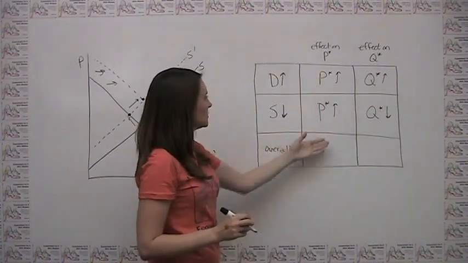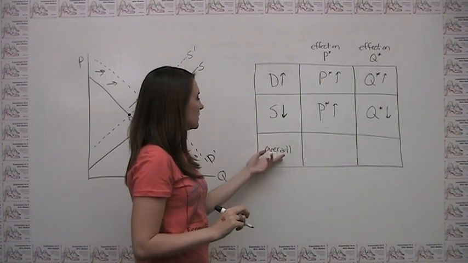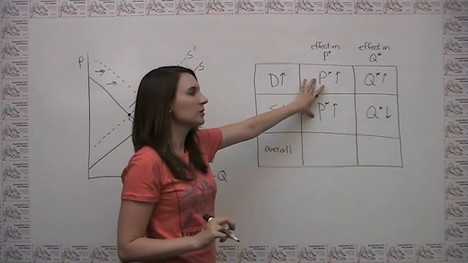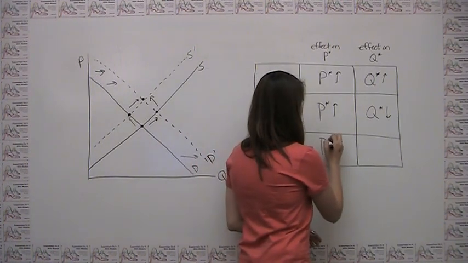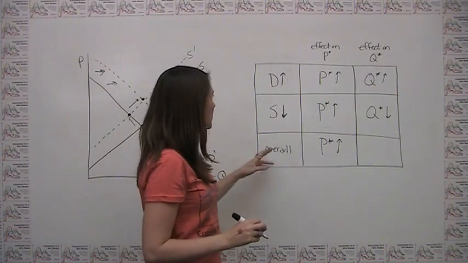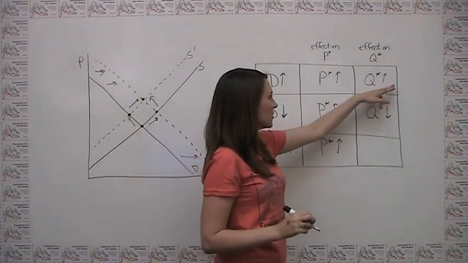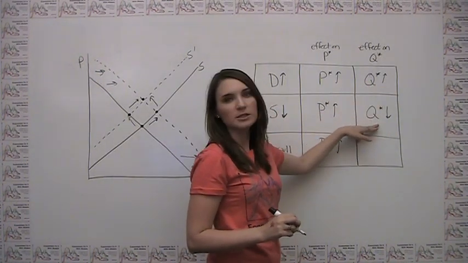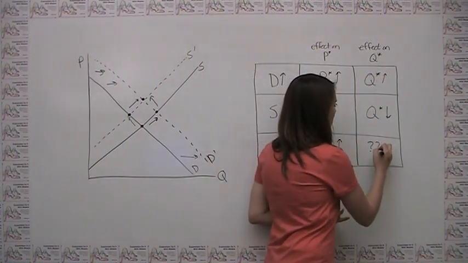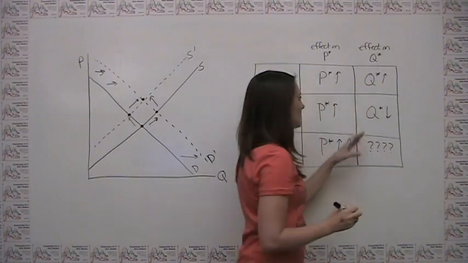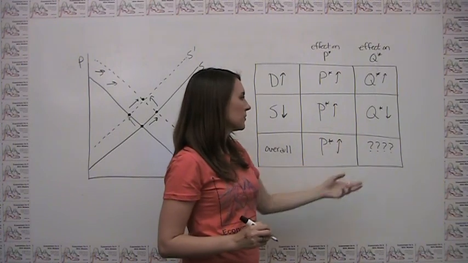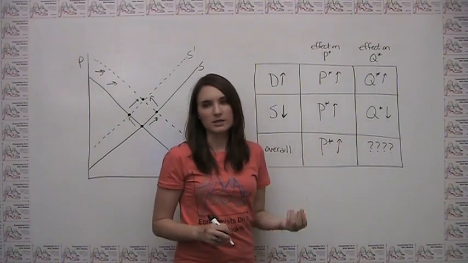So if we put these two effects together, it's pretty clear that overall, well, we put a price increase together with another price increase, and we get a price increase. However, on the quantity front, we put a quantity increase together with a quantity decrease, and the overall effect is ambiguous because we don't know quantitatively which one of these effects is bigger, so we don't know whether we're going to get an overall increase or decrease.